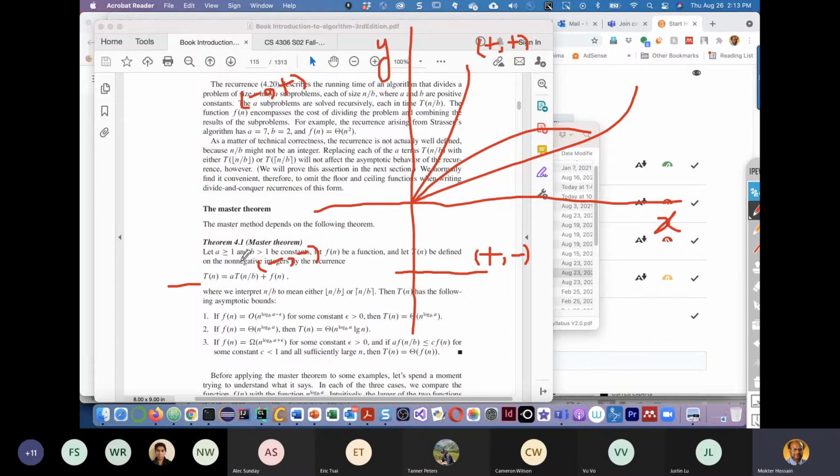First of all, let's recall the master theorem again. This is the master theorem in mathematical format. Let a be greater or equal to 1 and b greater than 1, constant numbers, and let f(n) be a function. Then T(n) can be defined on the non-negative integers by the recurrence. Non-negative integers means asymptotically positive, as we saw previously. This is the master theorem formula.